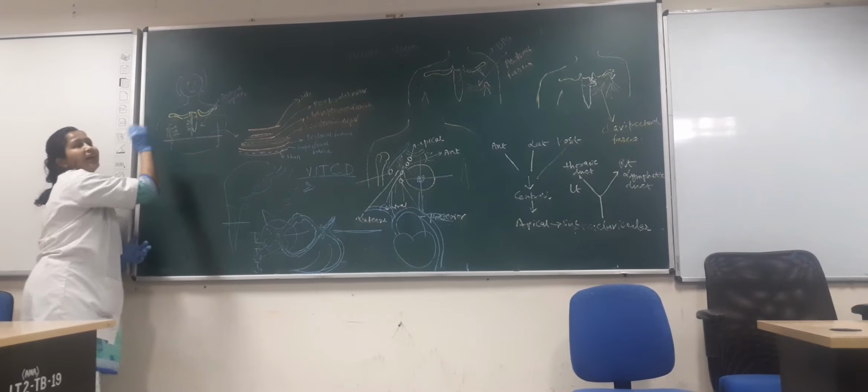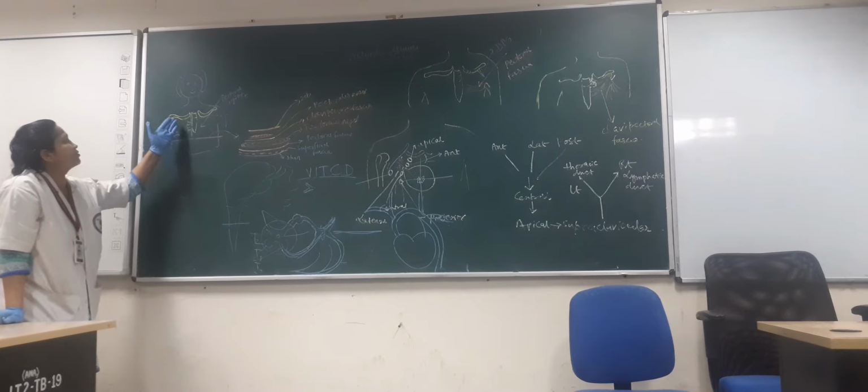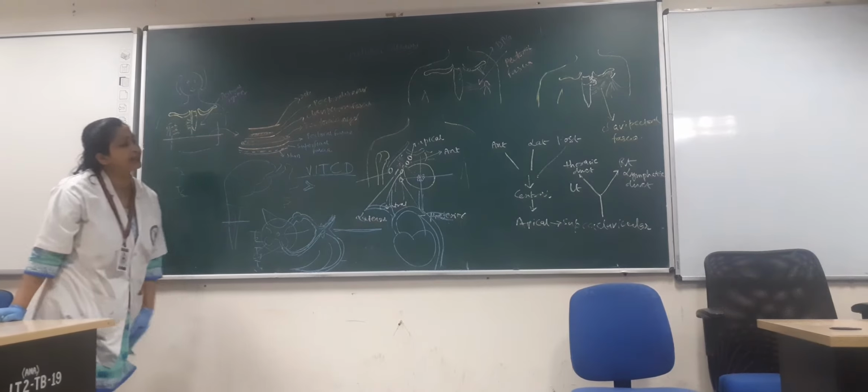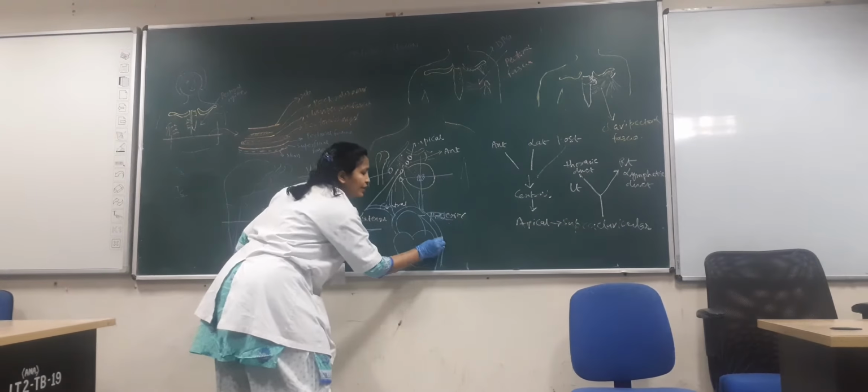And from it comes this perforating branch, which is known as anterior cutaneous artery. And the posterior cutaneous artery is the branch of the descending aorta.